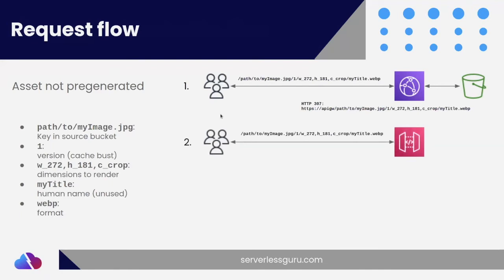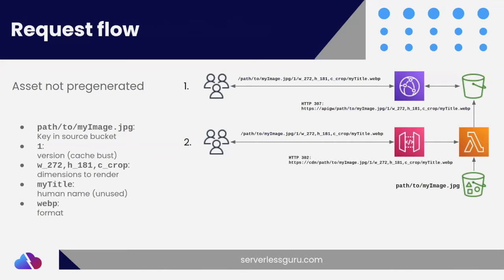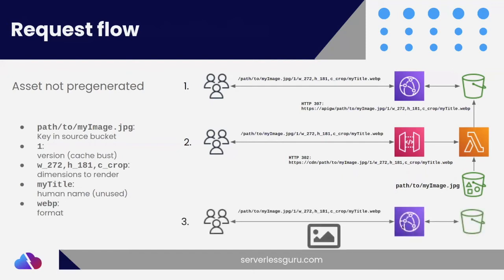So your browser will then go to this new endpoint, which is an API gateway. And there you have a Lambda function that will take the source images from this path here. So that's why the source path is important. Take it from this bucket, do the requested transformation, store it back into the cache bucket, and send back to the client a permanent redirect to say, no, actually, I don't have this image. This image is on my CDN slash path slash. And then the client will go to CloudFront, fetch it from the bucket, and the image is served back.